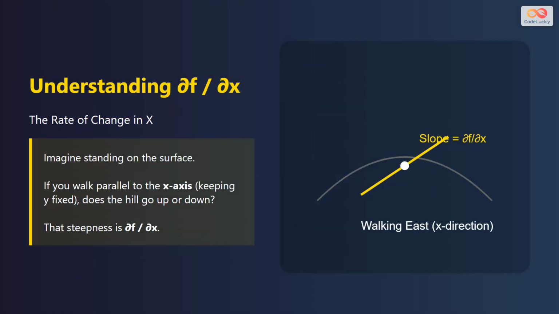Let's focus on the partial derivative with respect to x. Imagine standing on a hill and facing east, along the x-axis. If you take a step in that direction, does your elevation go up or down? That specific rate of change is what we calculate with partial f over partial x.